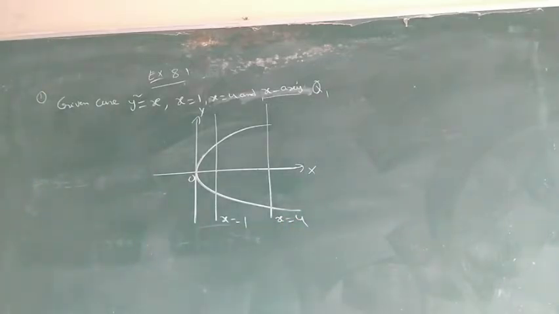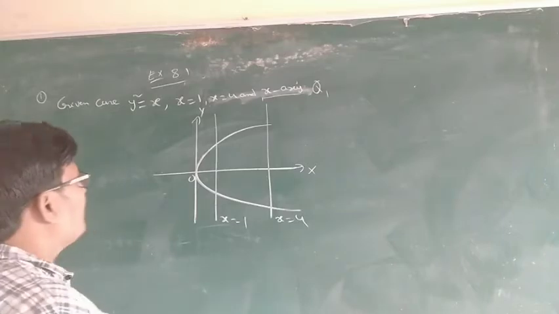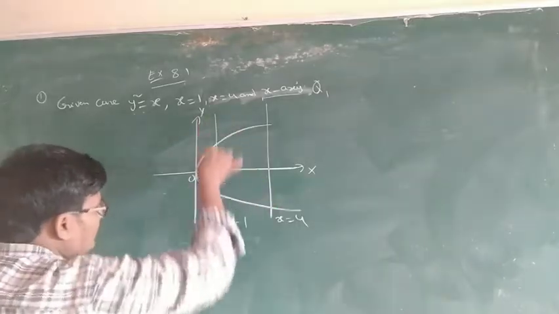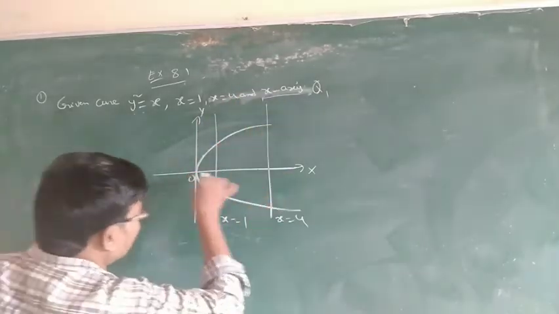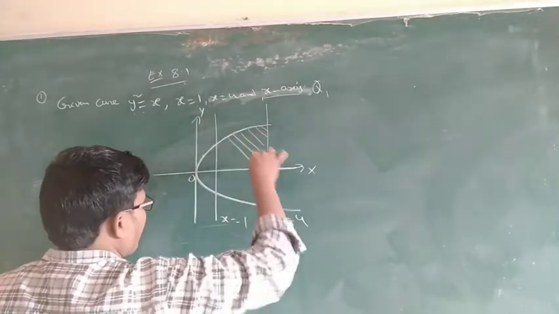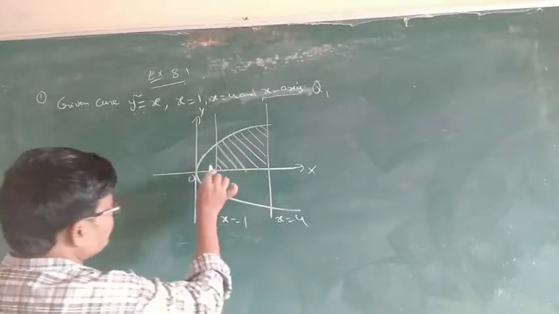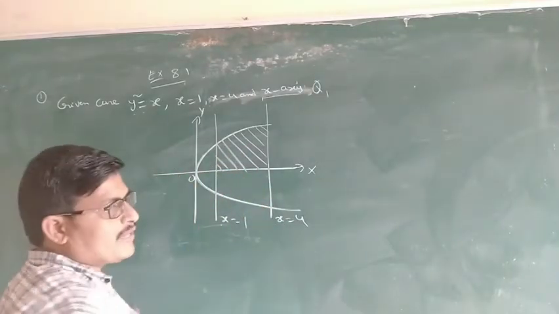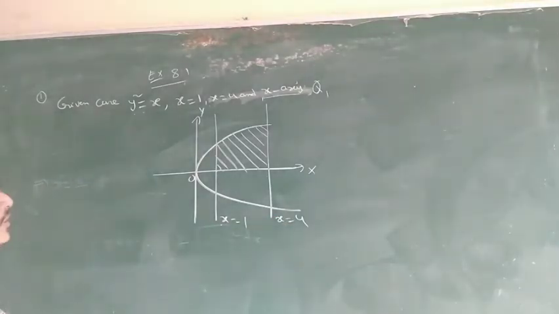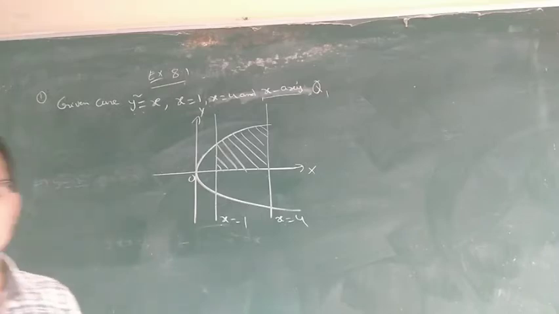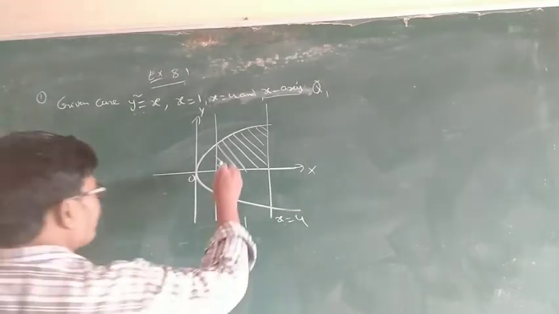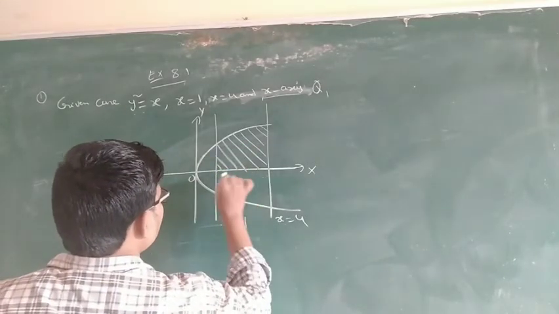And y square equal to 4x, the parabola. X is equal to 1, x is equal to 4 and the x axis. What is the area? This is the area, up to this, not this one, because it starts from x is equal to 1 and ends at x is equal to 4. What is the other condition given? What other condition? In the first quadrant, meaning only the first quadrant.